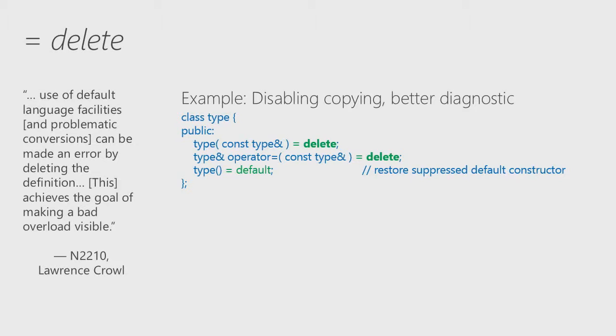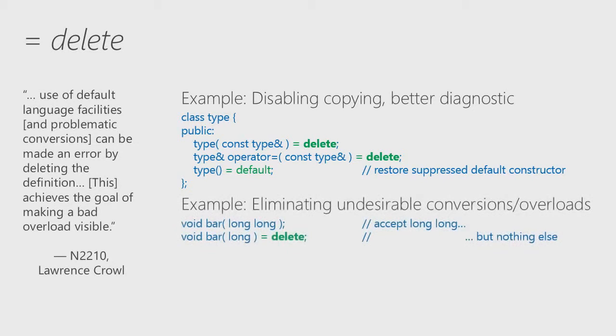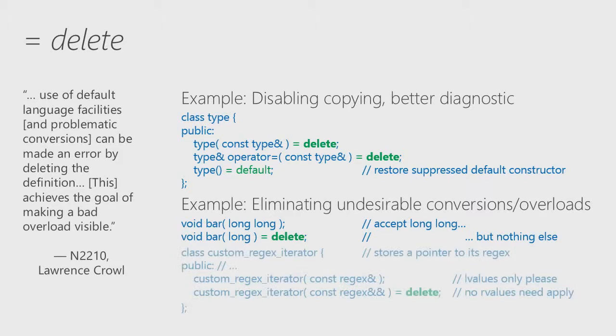I just don't want those functions, and they're suppressed and don't appear. Now, I show this example because most of the time people think about equals delete on these special member functions to say turn off copying. But it's a broader feature than just that. What if you have an overload set and you want to eliminate an undesirable overload? So I can have a function bar that takes a long, so a large integer, but does not take a smaller one. I can require that in an API. This enables me to write APIs that are simpler and safer.